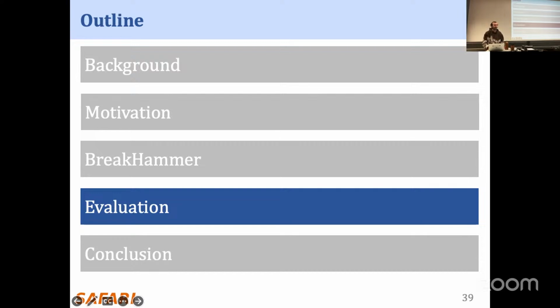But yeah, BreakHammer tracks at a very coarse granularity, I think it's either per channel or per processor chip. So you can go for more fine-grained tracking and have more data.